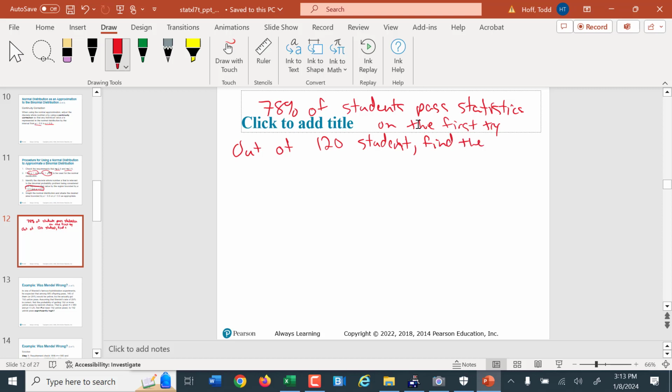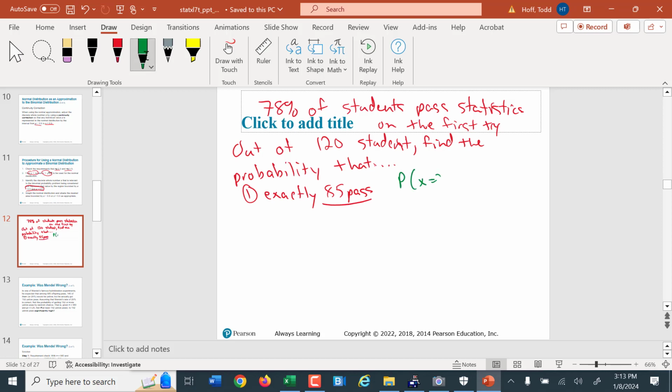find the probability that exactly 85 pass. So for binomial, this would be the probability that x equals 85. For normal approximation, this is going to be the probability that 84.5 is less than x is less than 85.5. Remember, we have to have that range.